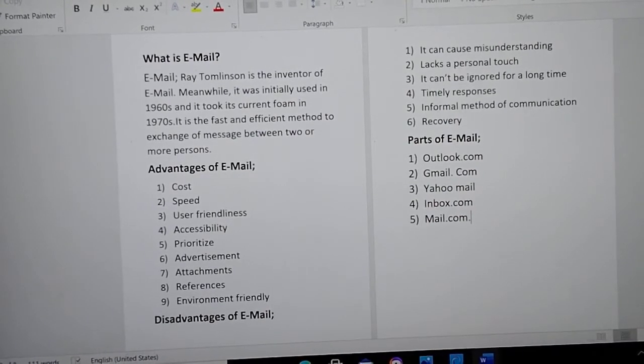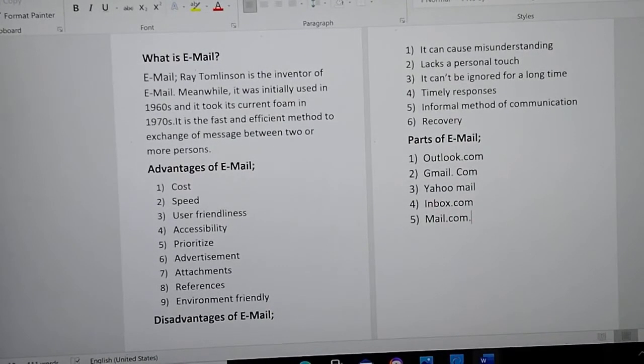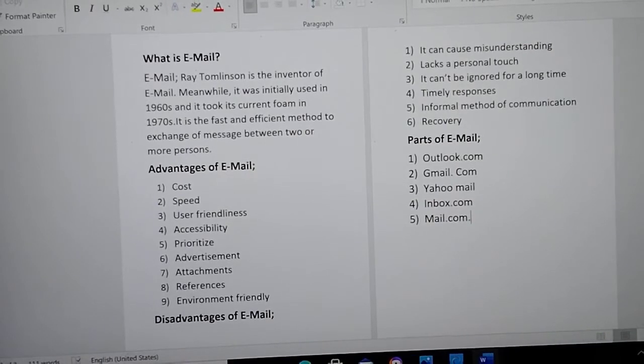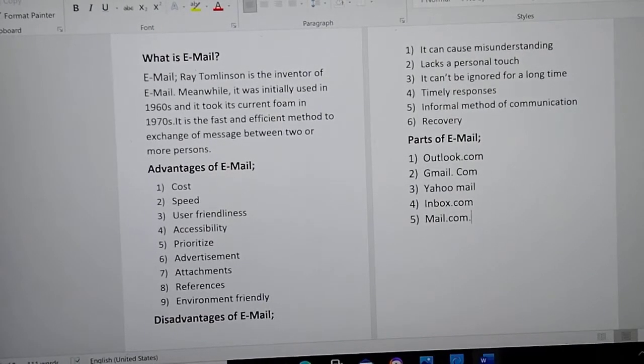And if we talk about the advantages of email, the first one is that it costs less. Apart from the cost of internet connection, email services are entirely free. The second point is speed. It is extremely fast. In just a second, a message is sent and received. The third point is user friendliness. It is easy to use. Even people with basic computer skills will be able to send and receive emails.